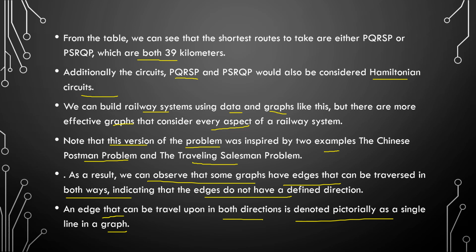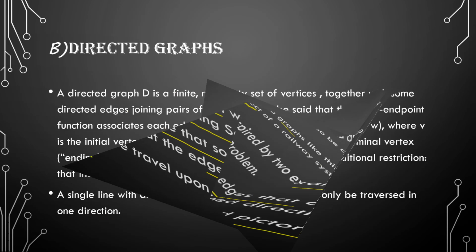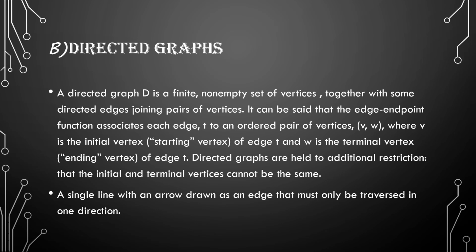So let us move towards the second one, directed graphs. A directed graph D has a finite, non-empty set of vertices together with some directed edges joining pairs of vertices. The edge endpoint function associates to each edge T an ordered pair of vertices V and W, where V is the initial vertex and W is the terminal vertex. Terminal vertex means ending vertex, and initial vertex means starting vertex.